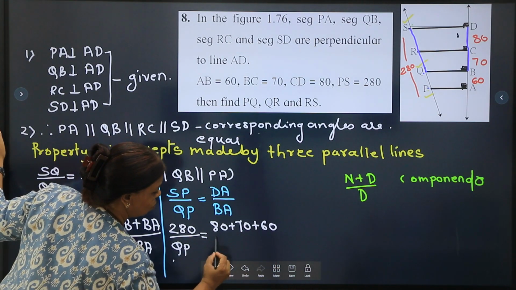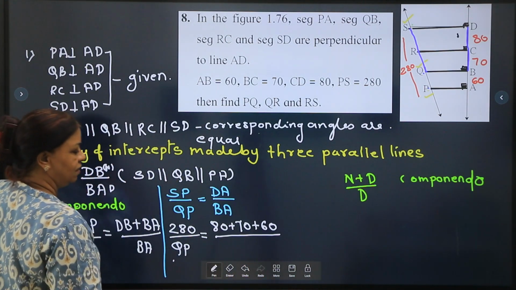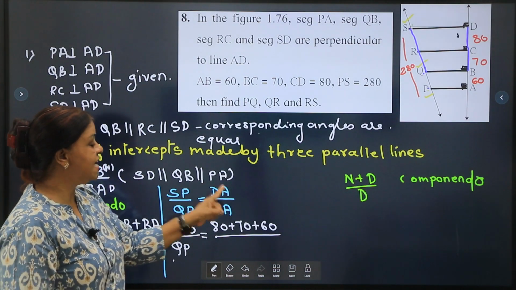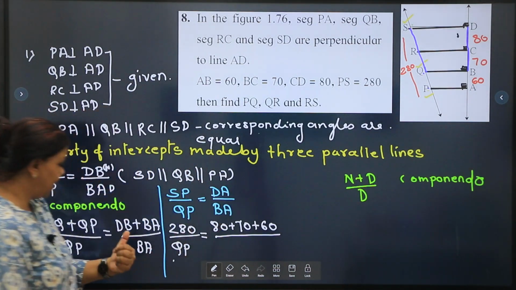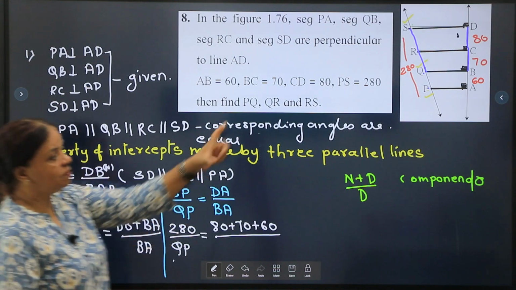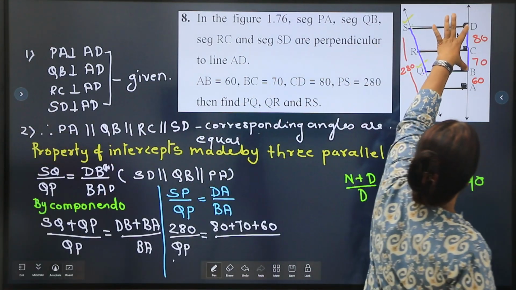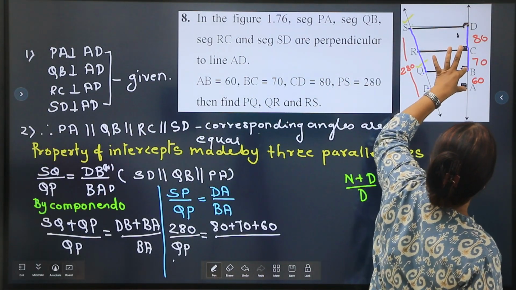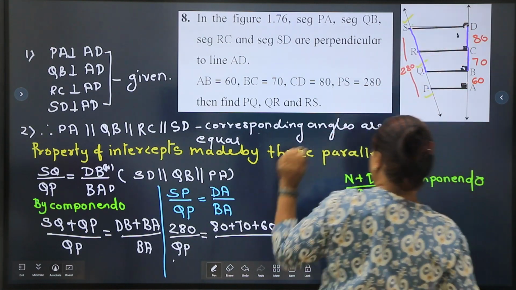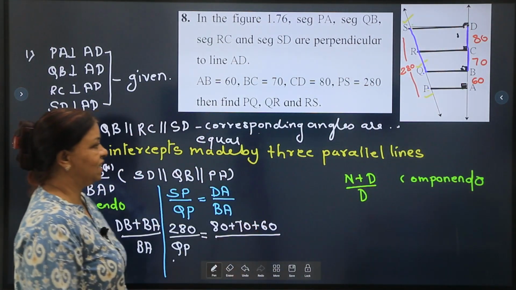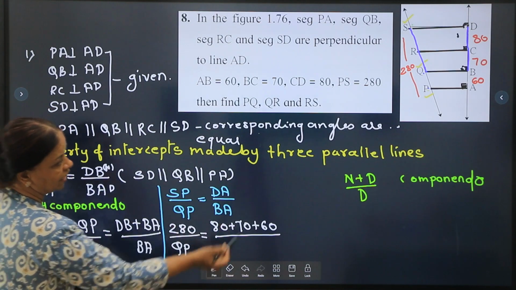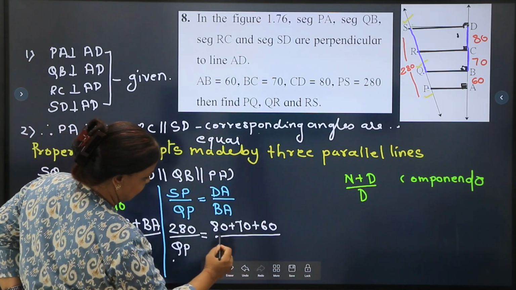Children, you should not misunderstand this. There shouldn't be any confusion. We are writing DA. And how did we get DA? DB plus BA. See, this is DB plus BA is equal to DA. So 80 plus 70 plus 60 upon BA. And BA is how much? 60.